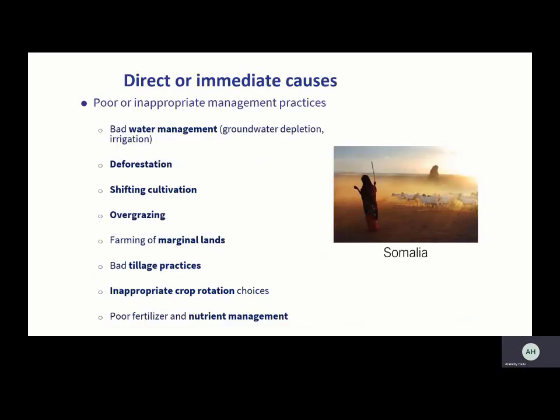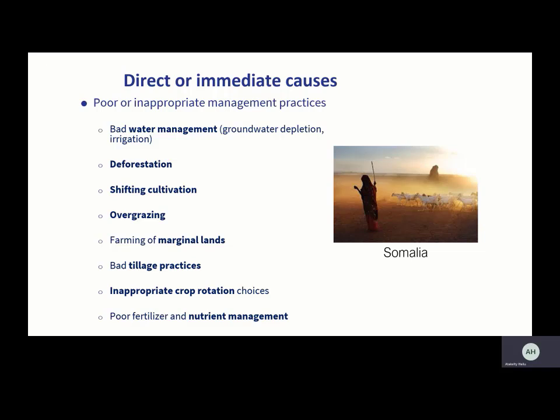So what causes this degradation or these problems? Well, we can distinguish between direct or immediate causes and fundamental or underlying causes. So let's first talk about the direct or immediate causes. What causes this degradation on the surface? Well, one is bad water management. We have groundwater depletion or irrigation and so on. And these water management problems lead to soil or land degradation eventually, whether it's irrigation salinity or the drying up of the land, the death of the vegetation. If you take out all the groundwater, the vegetation is going to die. And if the vegetation dies, the soil is going to be degraded.